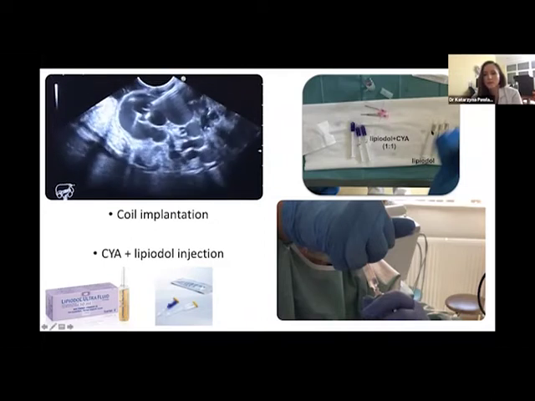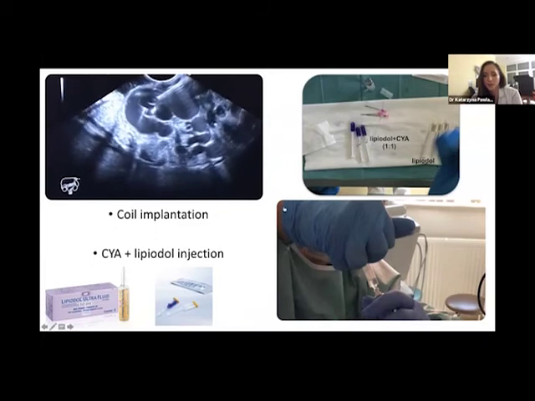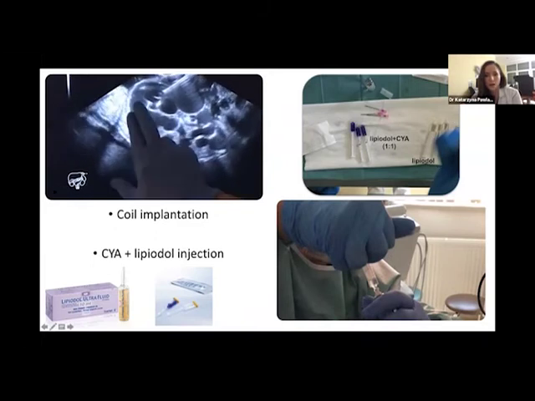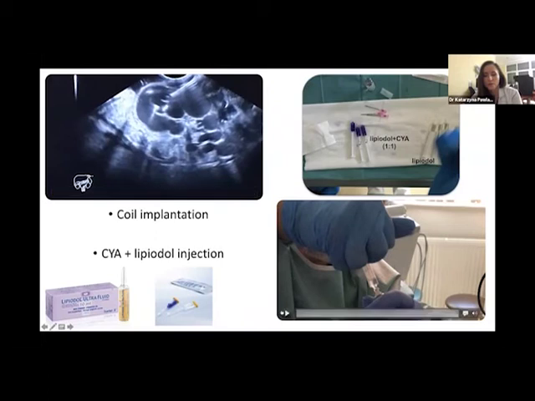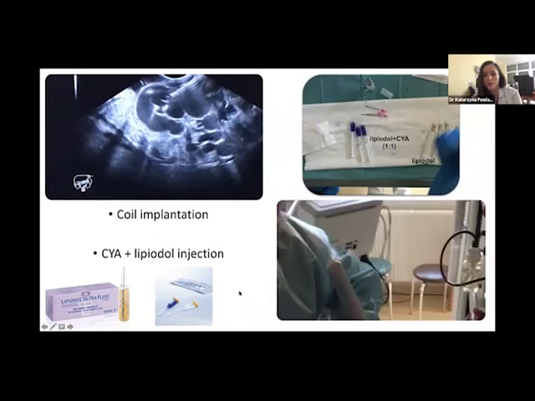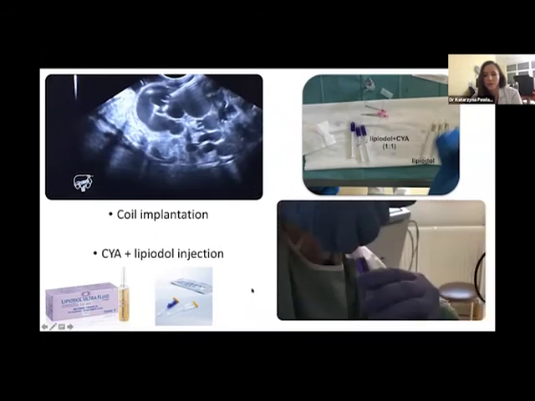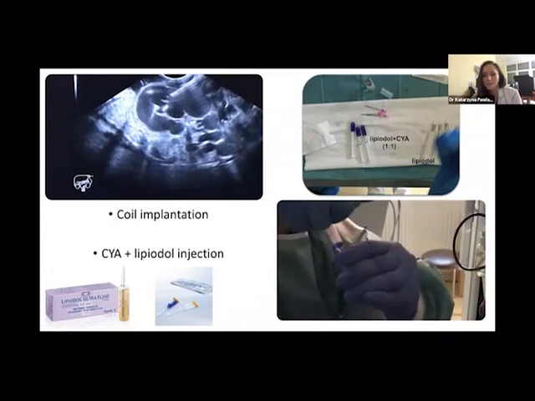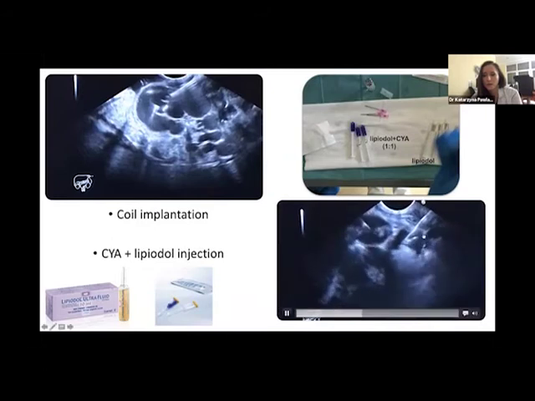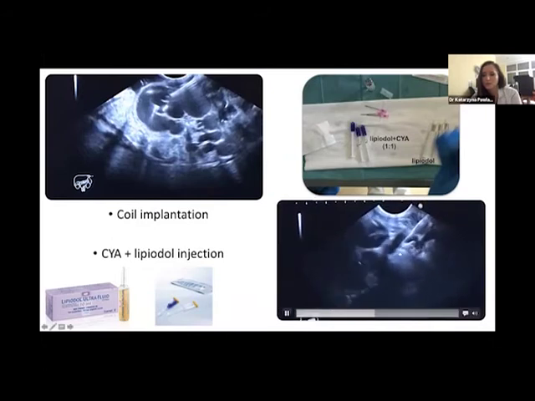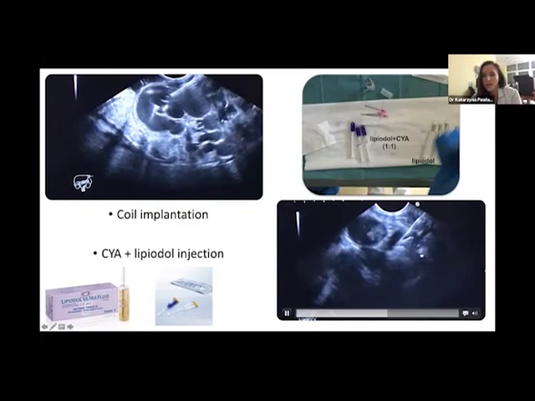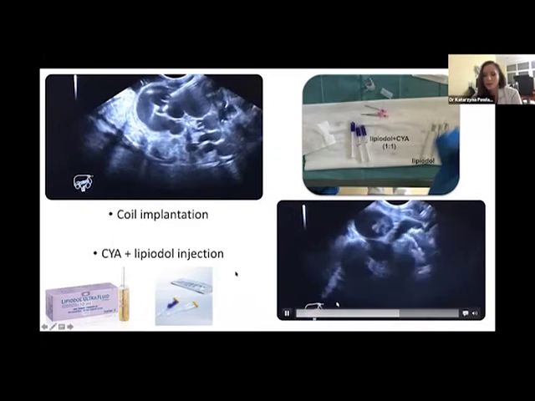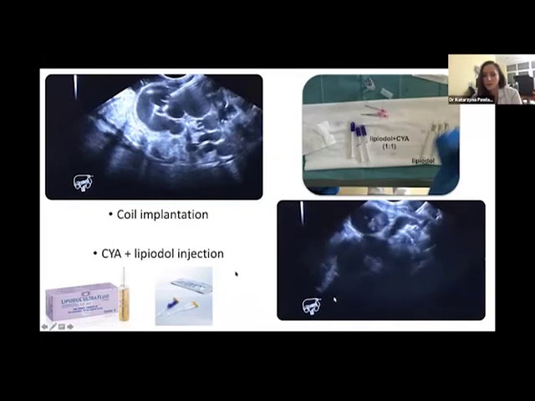and also the syringes with the lipiodol. And here, after the coil implantation, we perform very quickly the injection of lipiodol and Histoacryl glue. And after this, you can see how it looks here inside the lumen of the gastric varices. And after this, we inject lipiodol to flush the needle lumen.